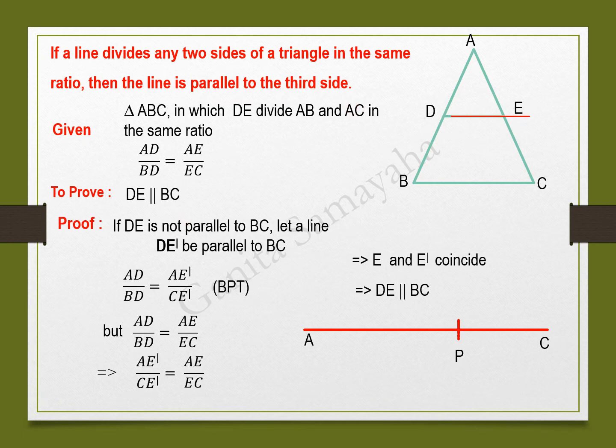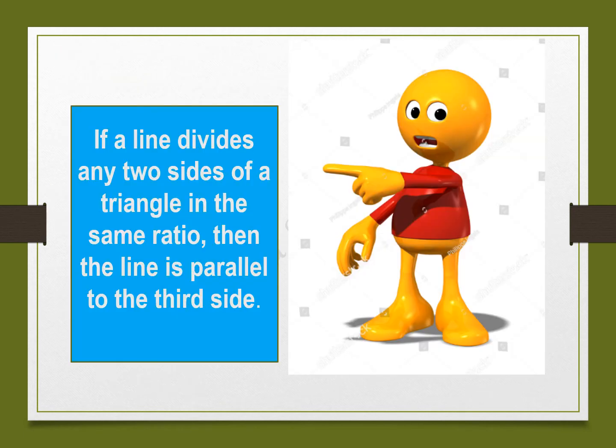So with this, we come to another important conclusion which states that if a line divides any two sides of a triangle in the same ratio, then the line is parallel to the third side. Okay, and this is called the converse of BPT. Converse means the reverse. If A is equal to B, the converse is B is equal to A. So we had that if a line is parallel to one side of the triangle, it divides the other two sides of the triangle in the same ratio. Now it is a reverse. If you have a line that divides two sides of a triangle in the same ratio, then that line must be parallel to the third side. Is it clear, children? Let us work out a few problems based on this concept.